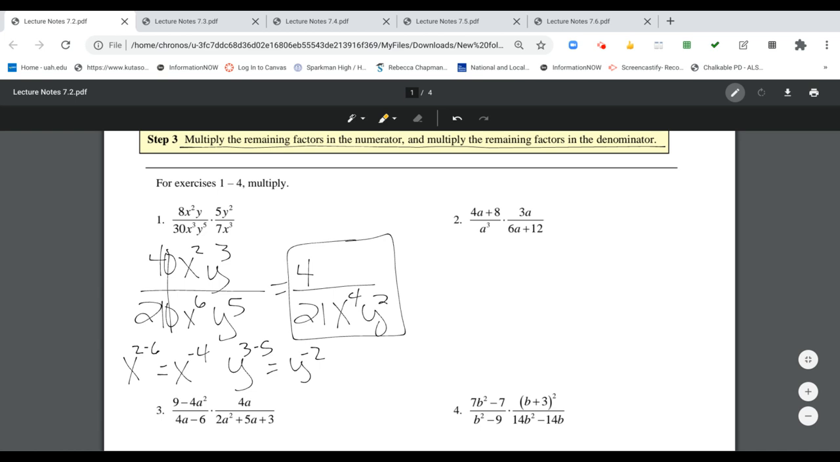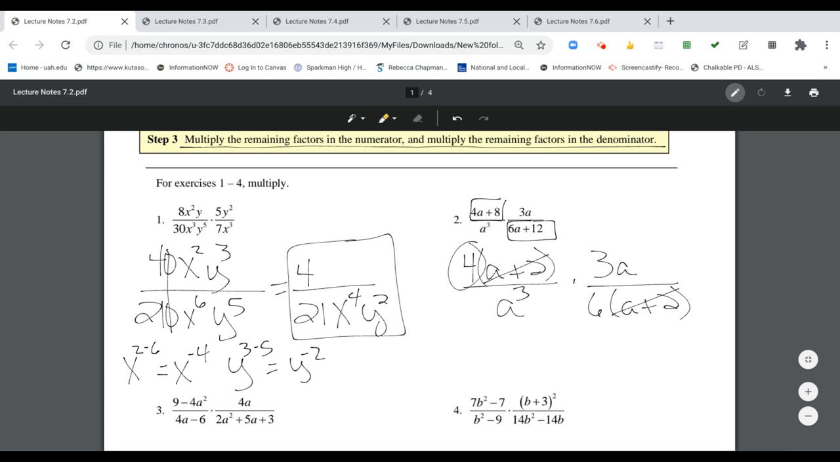Now, if you look at example 2, I have a binomial and a binomial. So basically anything that is binomial or bigger, you have to try and factor. So the factors of the numerator would be 4, a plus 2. I can't factor a to the third because it's a monomial. I cannot factor 3a, it's a monomial, and I can factor out the 6, a plus 2. Now I can cross cancel. I can cancel a plus 2 with a plus 2.